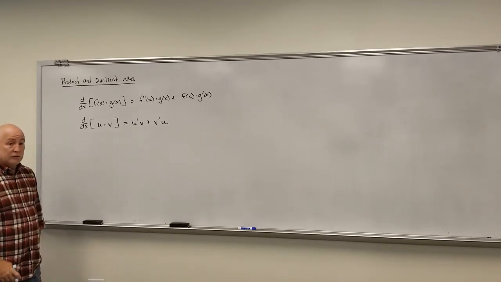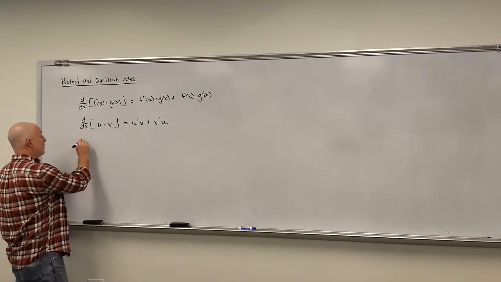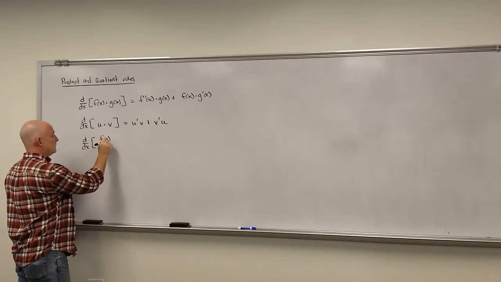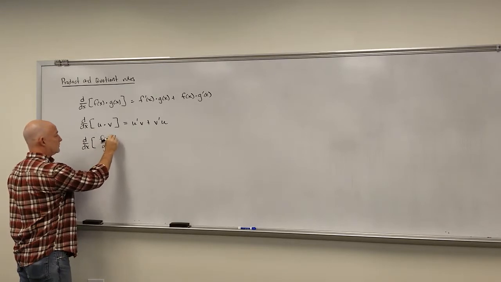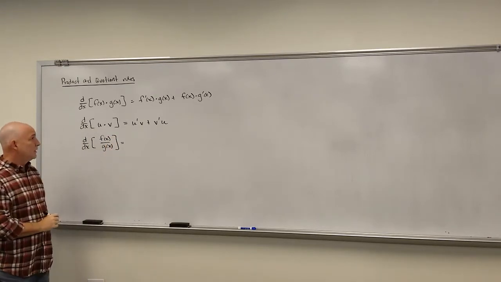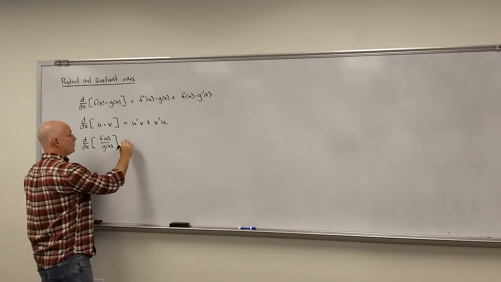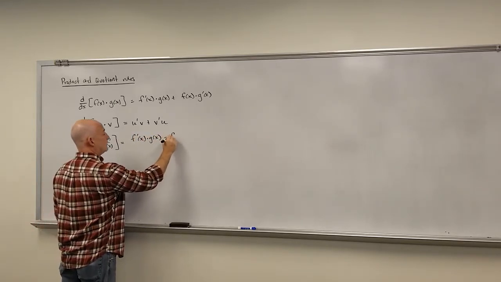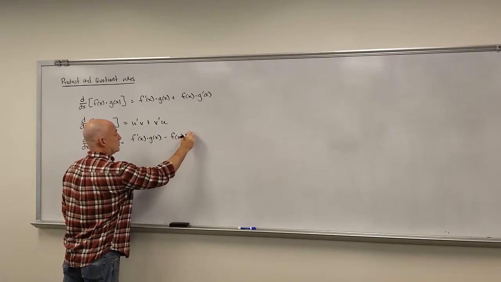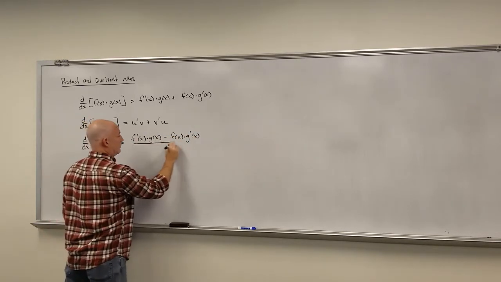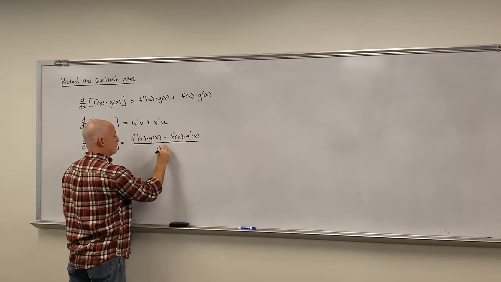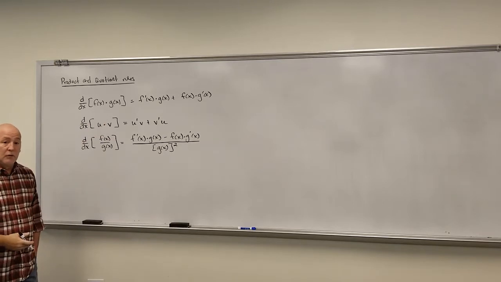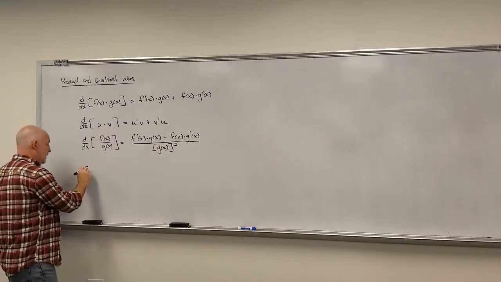The second one, which is also another formula that we need to know: what if we take the derivative of one function divided by another function? Well, this one's a little bit more complicated. This will be f prime times g of x minus f of x times g prime of x, all divided by g of x squared.